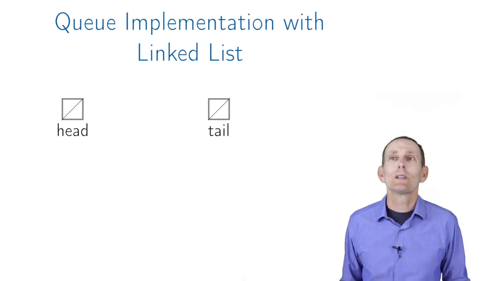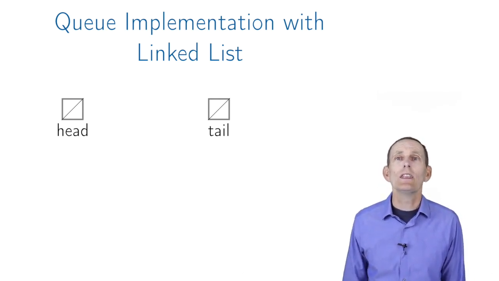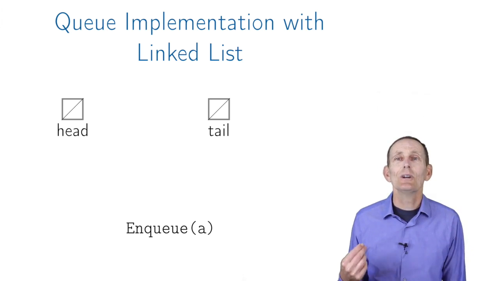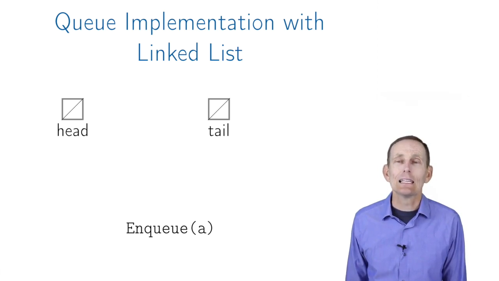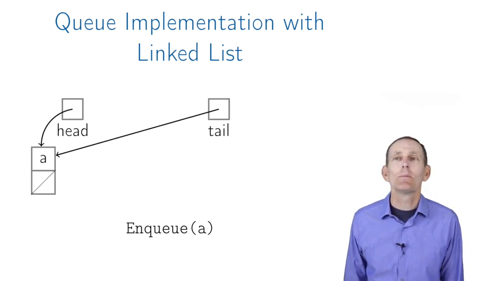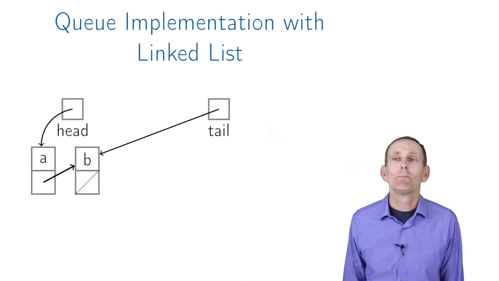Well, one way is with a linked list, where you have a head and a tail pointer. So let's say we start out with an empty linked list. We can go ahead and enqueue, and what we're going to do basically in an enqueue is push to the back of the linked list. So that's how we'll implement enqueue. So here we enqueue A, it's now at the back of the linked list. If we enqueue B, it's added again at the end of the linked list.